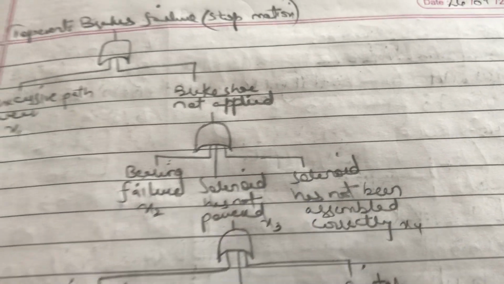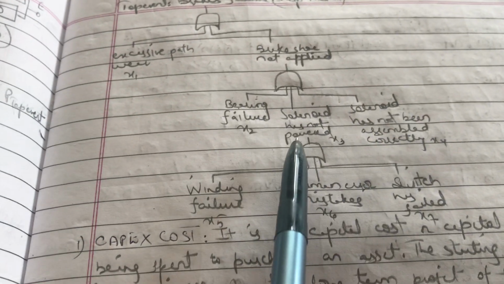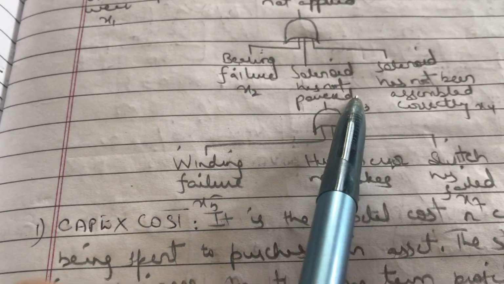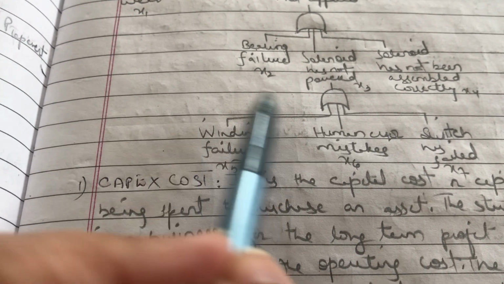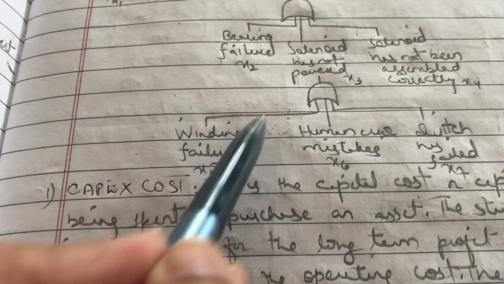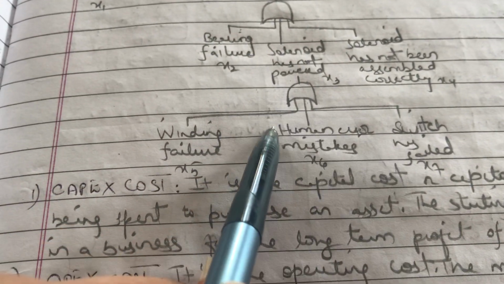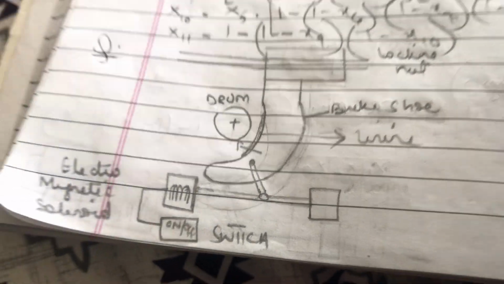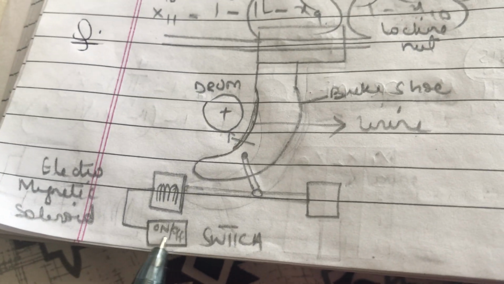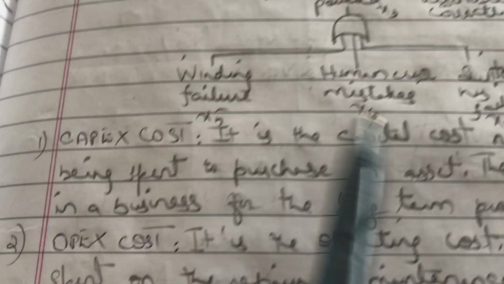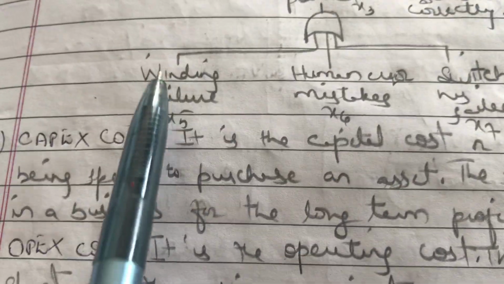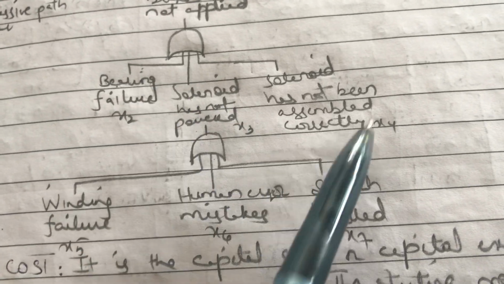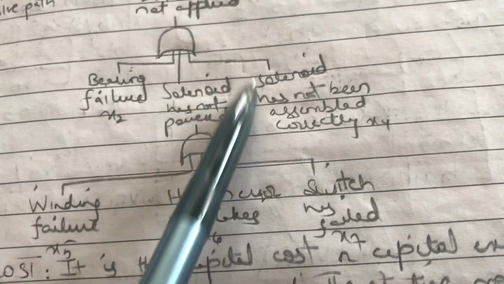So what can be other possibilities of solenoid not powered? There can be a problem in the winding, so the winding has failed, or there can be human error mistakes, or the switch has failed. You can see this switch is present here. Either this switch can fail, or there can be human error mistakes, or a winding failure. So there can be three possibilities for this solenoid not powered.